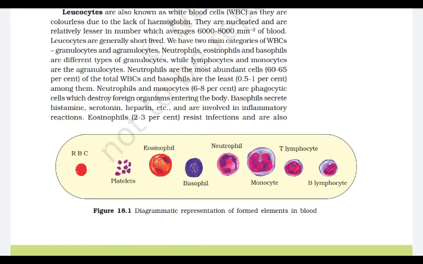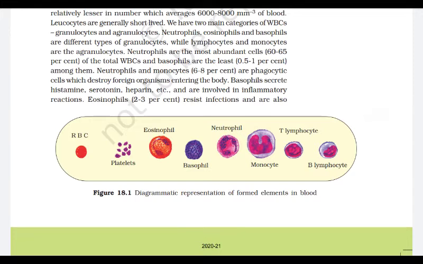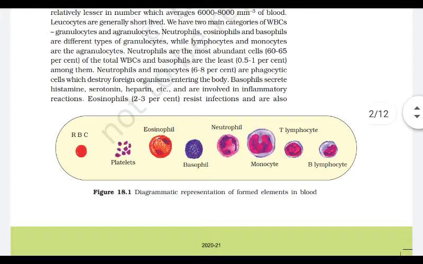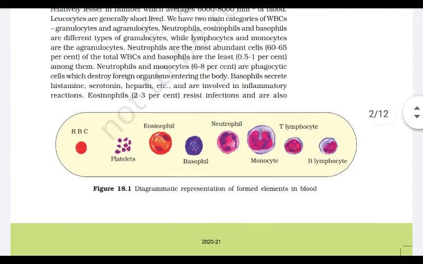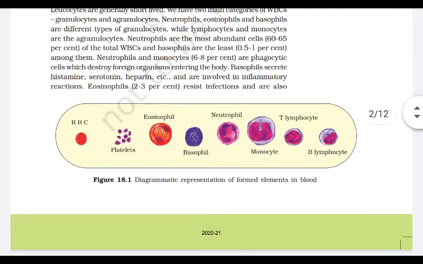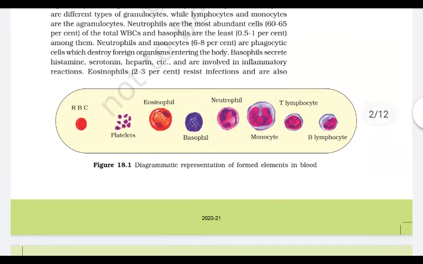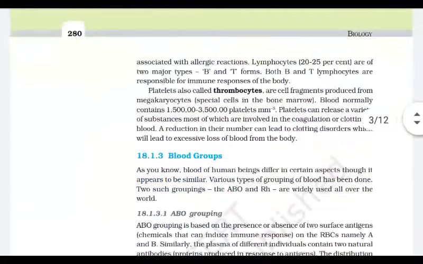Neutrophils are the most abundant, 60 to 65% of the total WBC, while basophils are the least abundant. If we talk about the function, neutrophils and monocytes are phagocytic. Any microorganism which enters, they phagocytose it. Basophils secrete chemicals like histamine, serotonin and heparin, which are involved in the inflammatory reactions. Eosinophils resist infections and are associated with allergic reactions. Lymphocytes are of two types, B and T forms. They are involved in the immune responses.